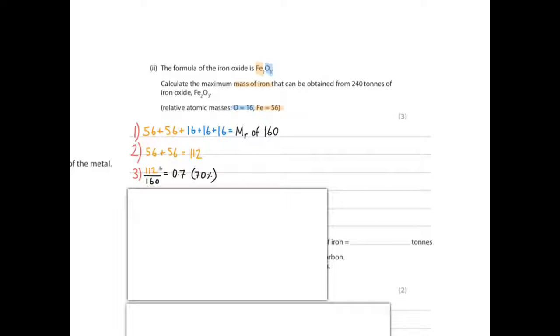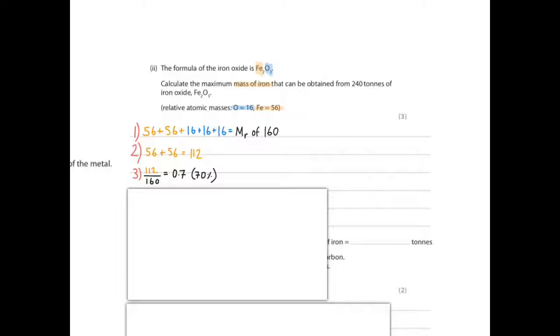So we do the bit we're interested in, 112, which is the mass of iron, divided by the formula mass of iron oxide, because that is the proportion of iron in the total, 160, and that's 70%. But remember, you're trying to calculate the maximum mass, not a percentage. So what we're saying is 70% of that 240 tons will be accounted for by iron. In an ideal world, that's what we could extract.